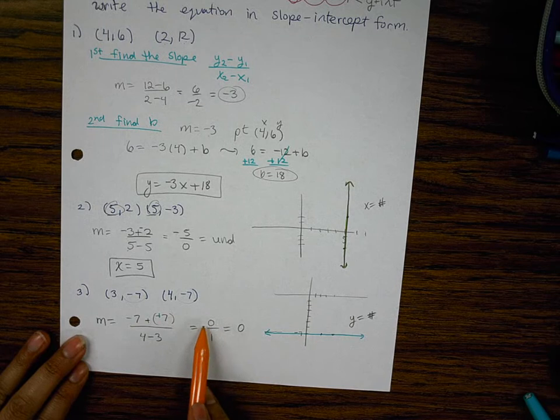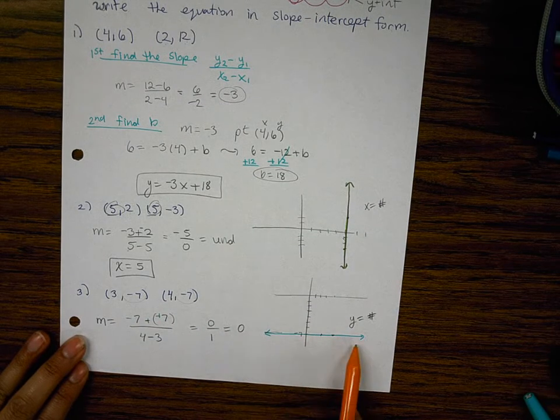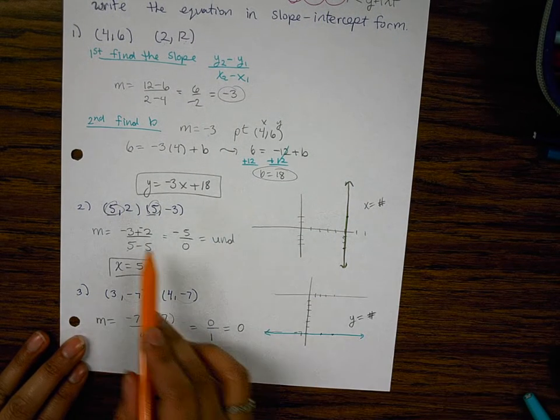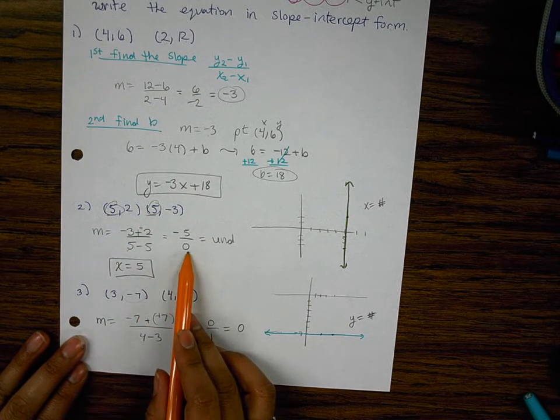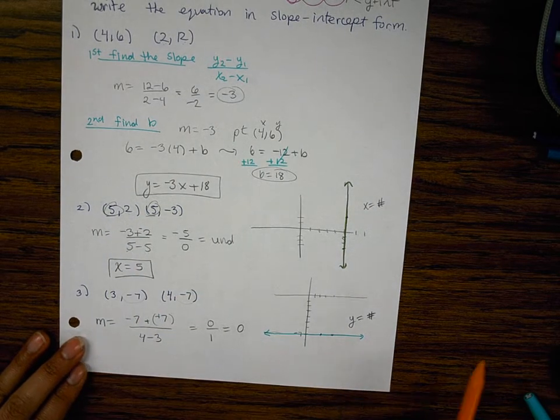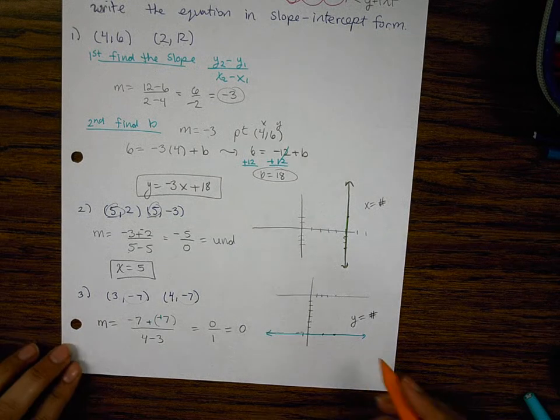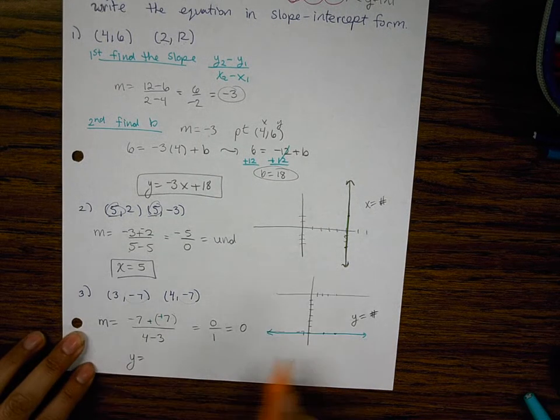How do you know what it is? The y, look over here, the two y values should be the same. That's what made it 0 at the top, which is why it's horizontal. This one, you look over here at the two x values, again, which should be the same. That's what made it undefined at the bottom. X equals a number, y equals a number.